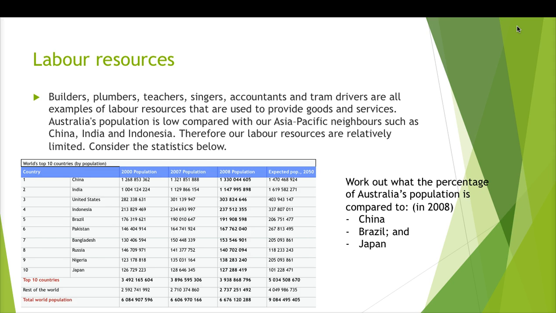We can see that from looking at this table on this slide. There's the world's top 10 countries by population. China's number one. Their 2008 population was 1.3 billion. Expected population in 2050 is nearly 1.5 billion. If you think about Australia at the moment, we're around 23 to 24 million people. So using this graph, I would like you to work out the percentage of Australia's population compared to China, Brazil and Japan for the year 2008.